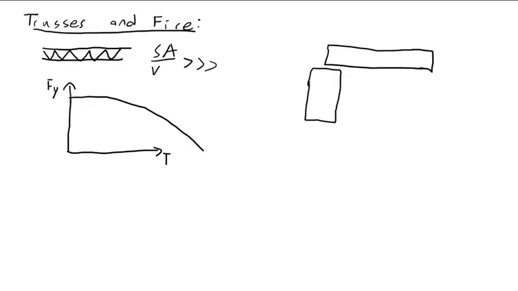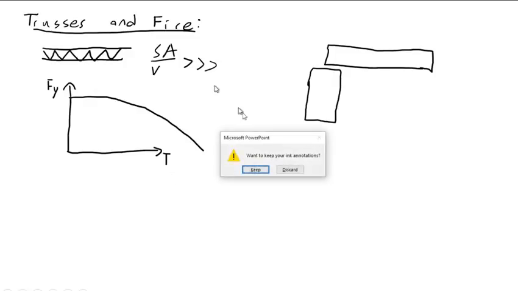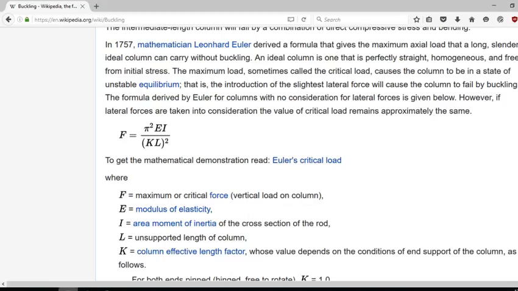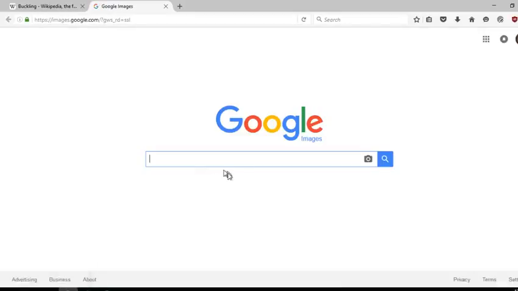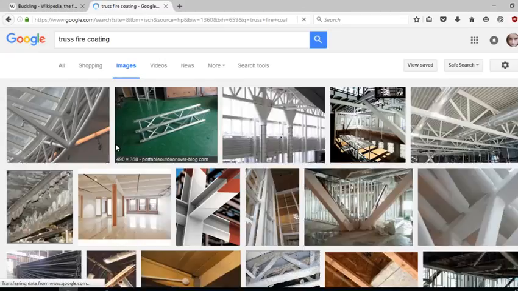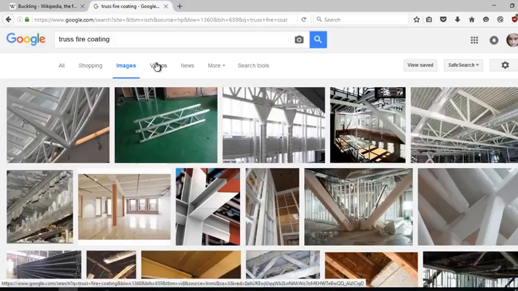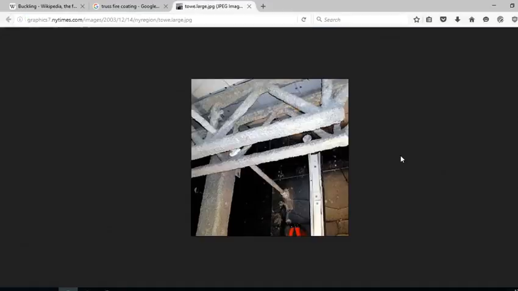So this is why trusses, especially steel trusses, are vulnerable to fire. And yes, this definitely goes beyond the scope of this course, but I do like to illustrate one of the downsides of trusses. In fact, let me do this really quick. I'm going to go to Google image search. This is a dangerous thing to do during a class. Let's just search for truss fire protectant, fire coating. Let's see. Yeah, look at that. This is good. Look what we have here.